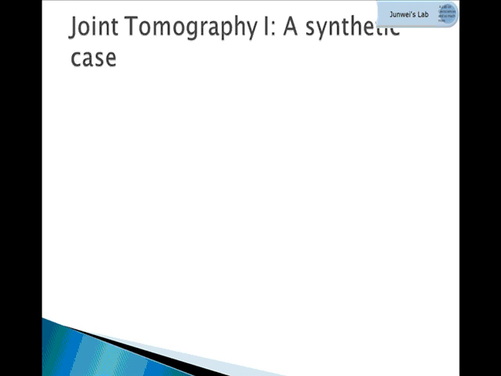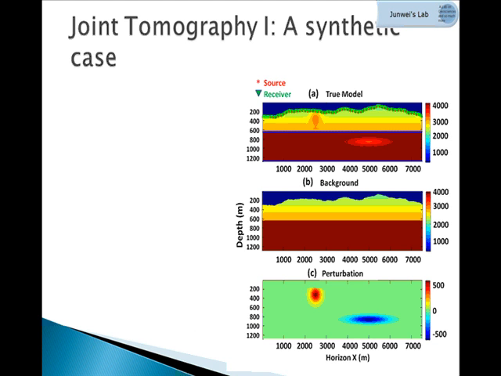Then we apply that to a simple 2D synthetic data case. The model is quite simple: 2 layers with irregular topography.